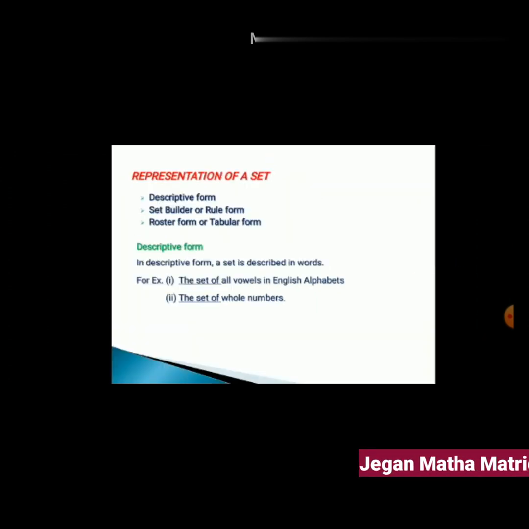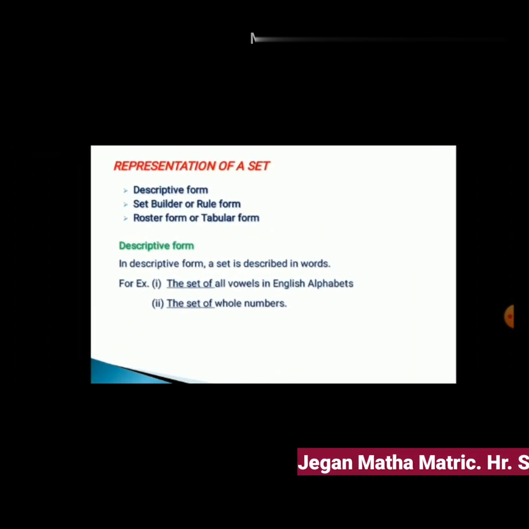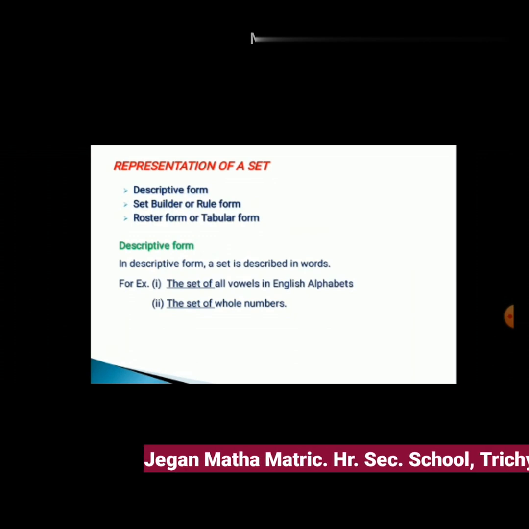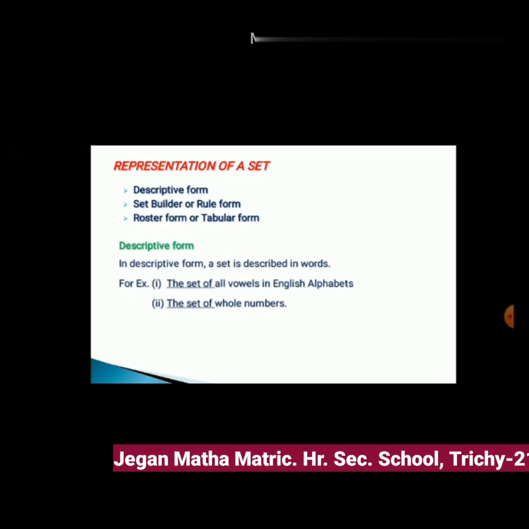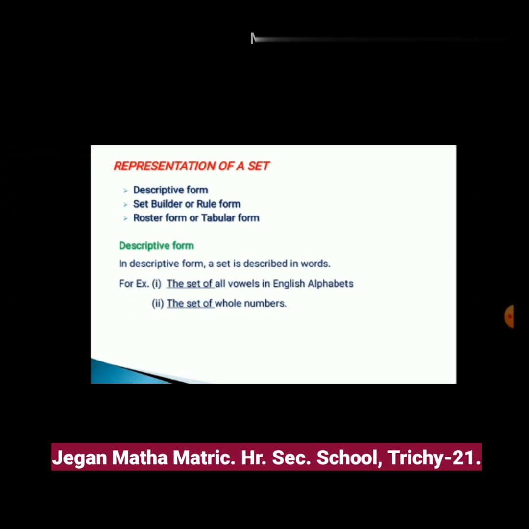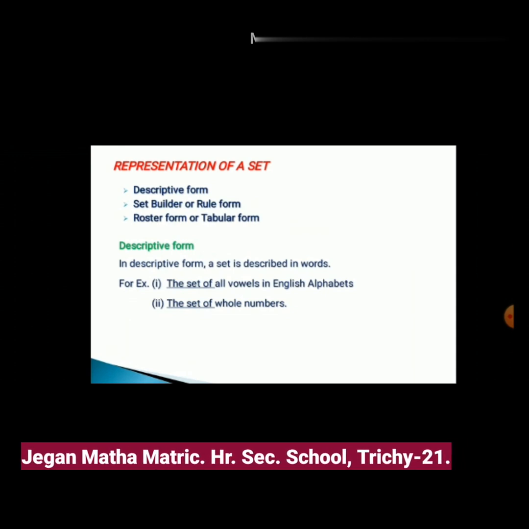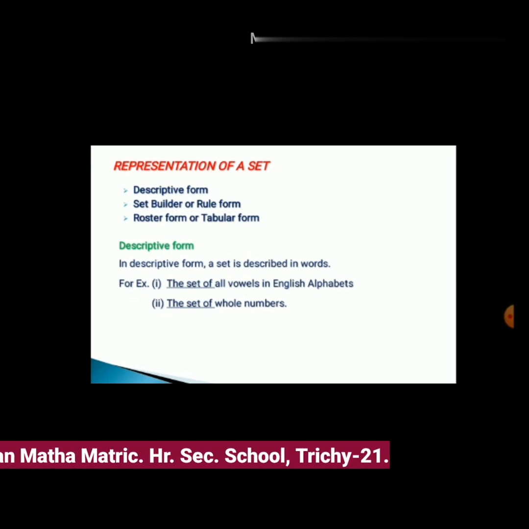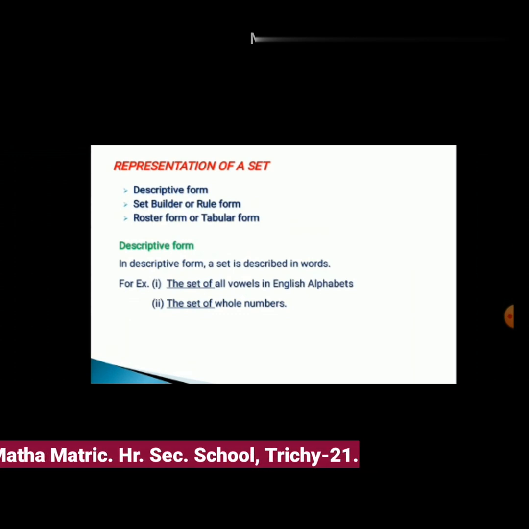Next, a set is represented in three ways. First one is descriptive form. Second one is set builder or rule form. Third one is roster form or tabular form. First one, descriptive form. In descriptive form, a set is described in words. For example, the set of all vowels in the English alphabet, the set of whole numbers. These statements always start with the words 'the set of'. These types of statements are called the descriptive form of a set.